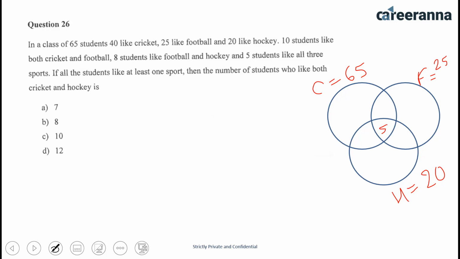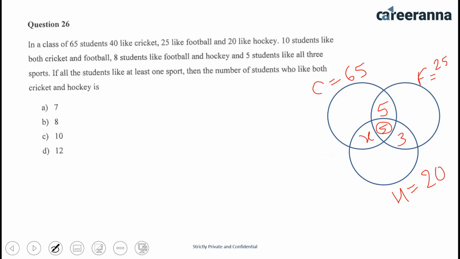Now according to the question, 10 students like both cricket and football. So I'm already having 5 in this value, so this has to be 5. Similarly, 8 students like football and hockey. This is given to me as 5, so can I say this is also 3? And there is one more thing. The question is mentioning that all the students like at least one sport. That means there is nothing outside this particular Venn diagram. Everything is concentrated in these 3 circles only. So let us assume this value as x.